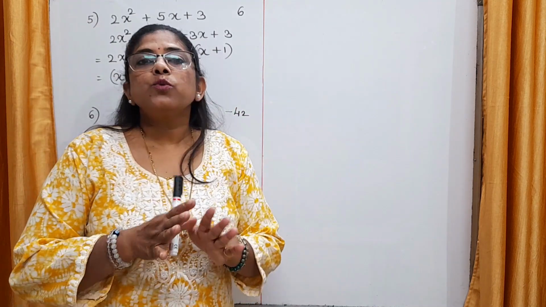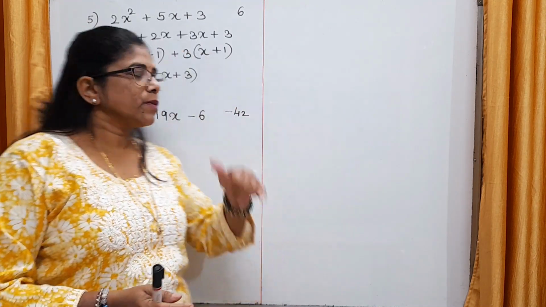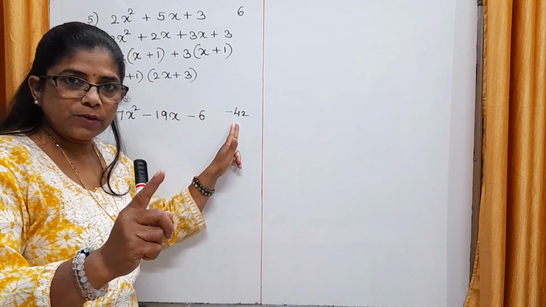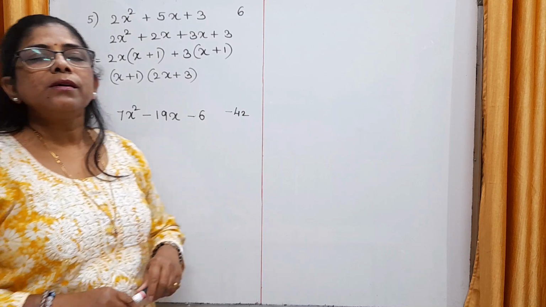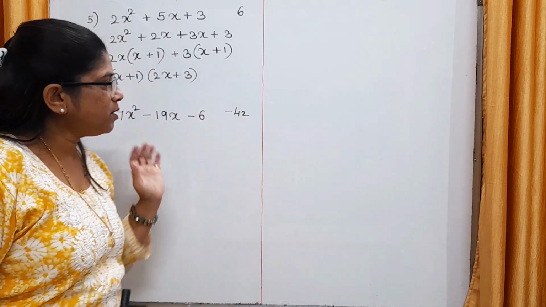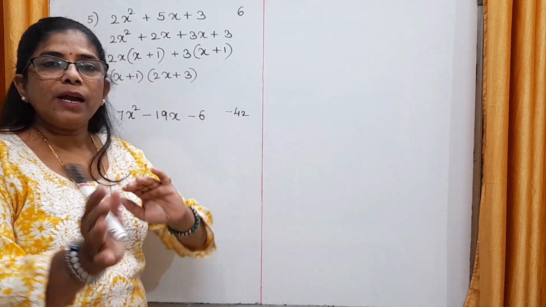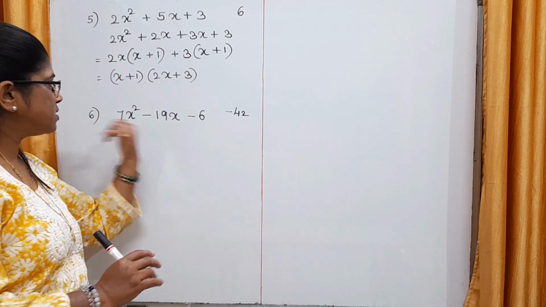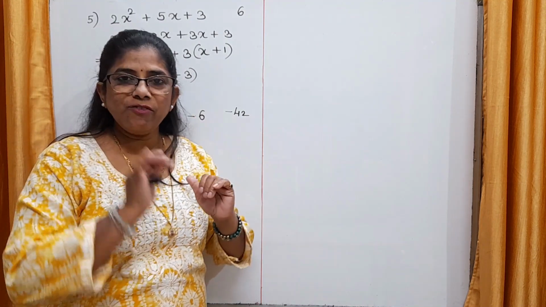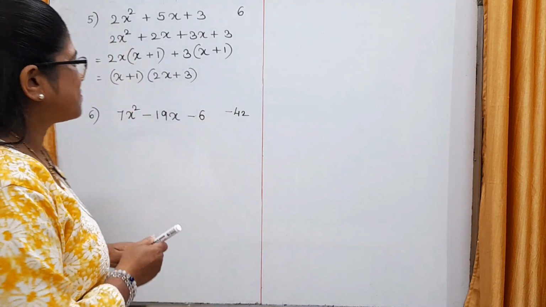So we have to find two numbers whose product is 42 and difference is 19. As it is -42, the product is 42 and the difference is 19. So the numbers are 21 and 2. 21 into 2, the product is 42, and 21 minus 2, the difference is 19. So we have to split this 19 as 21 and 2.